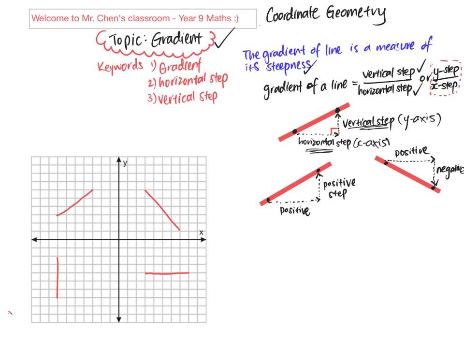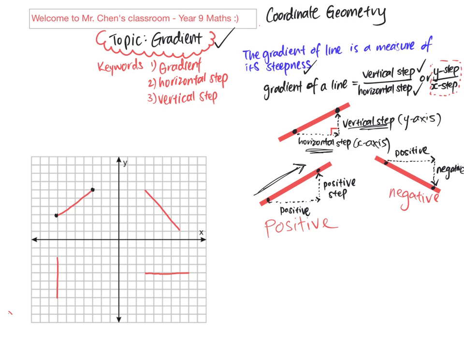Okay, so here are them. My way of remembering is, whenever you see a line or gradient moving up like this, the gradient will always be positive. It's always going to be positive, and I will show you in calculation in a sec. And all the gradients that move down will always be negative.